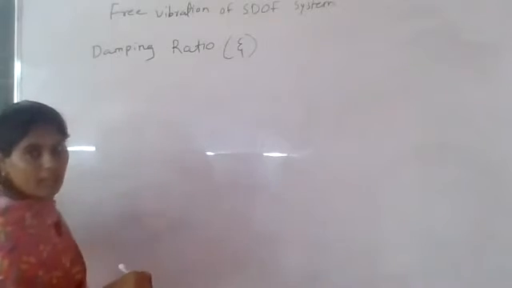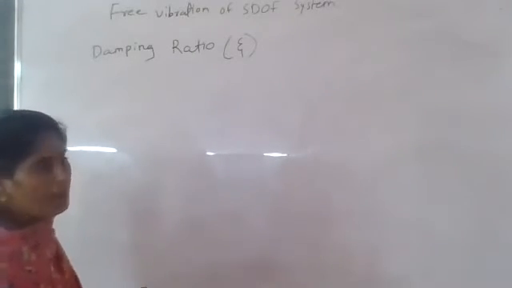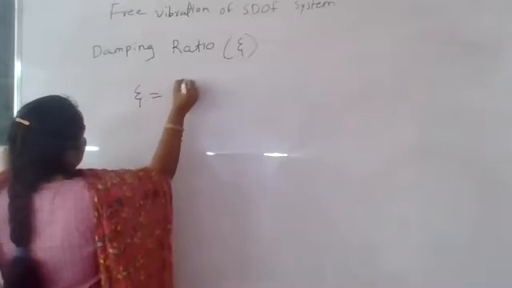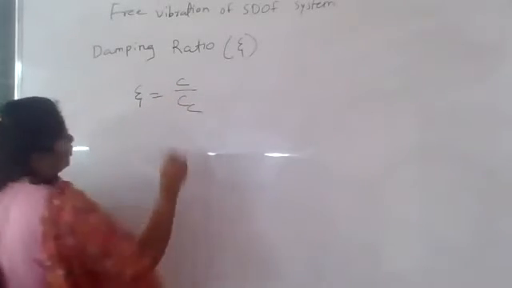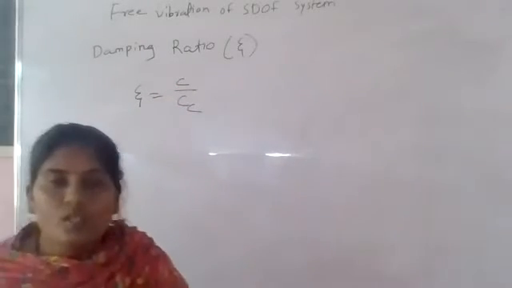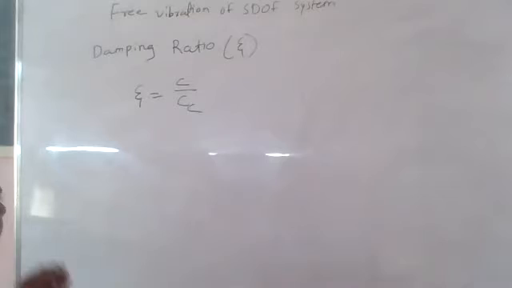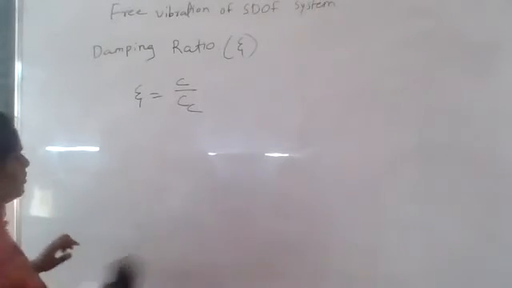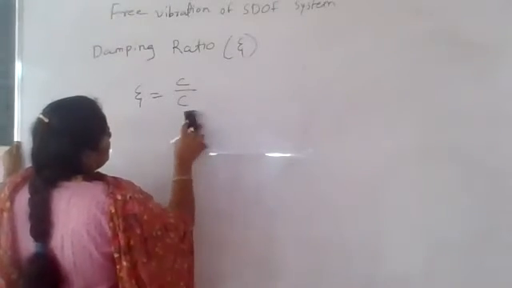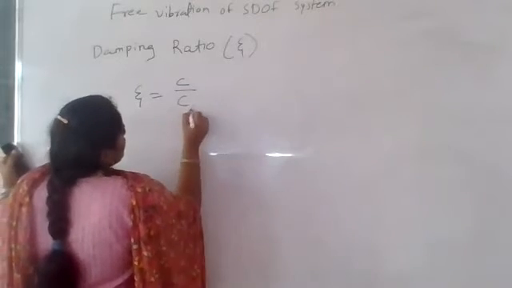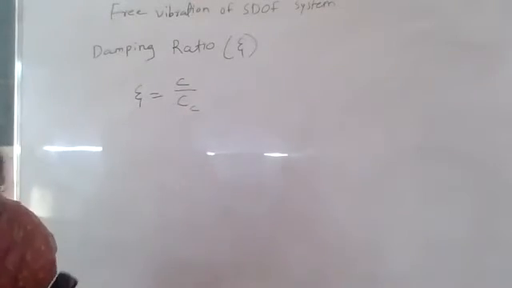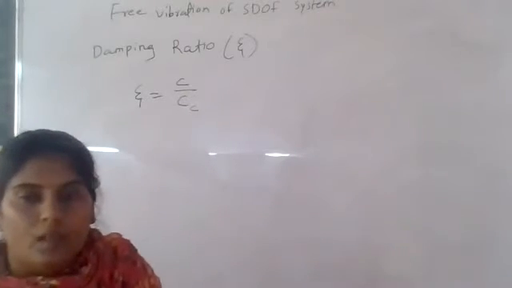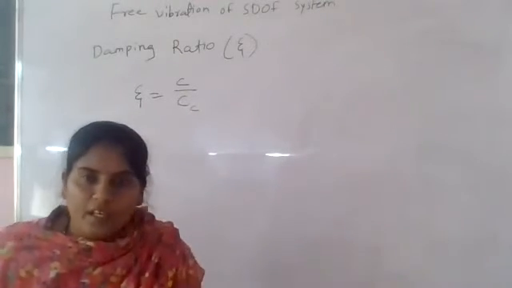Write down the damping ratio zeta. Below this write down zeta is equal to C upon Cc. Write down the definition of damping ratio.